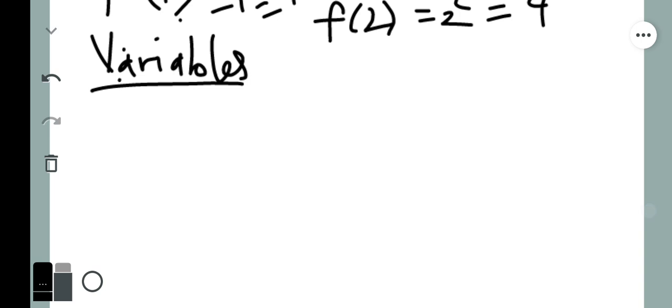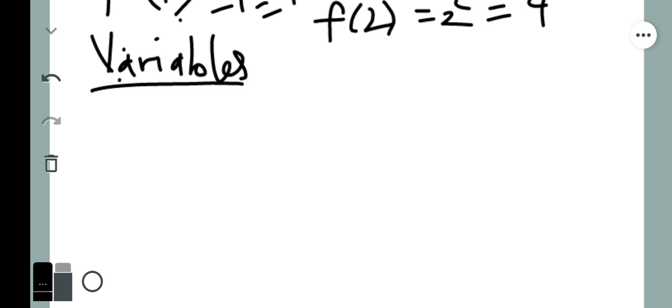Variables. So what are variables? A variable is just a quantity that can take any numerical value, unlike a constant. A constant is just one value because it is an exact number. But a variable can take any numerical value.